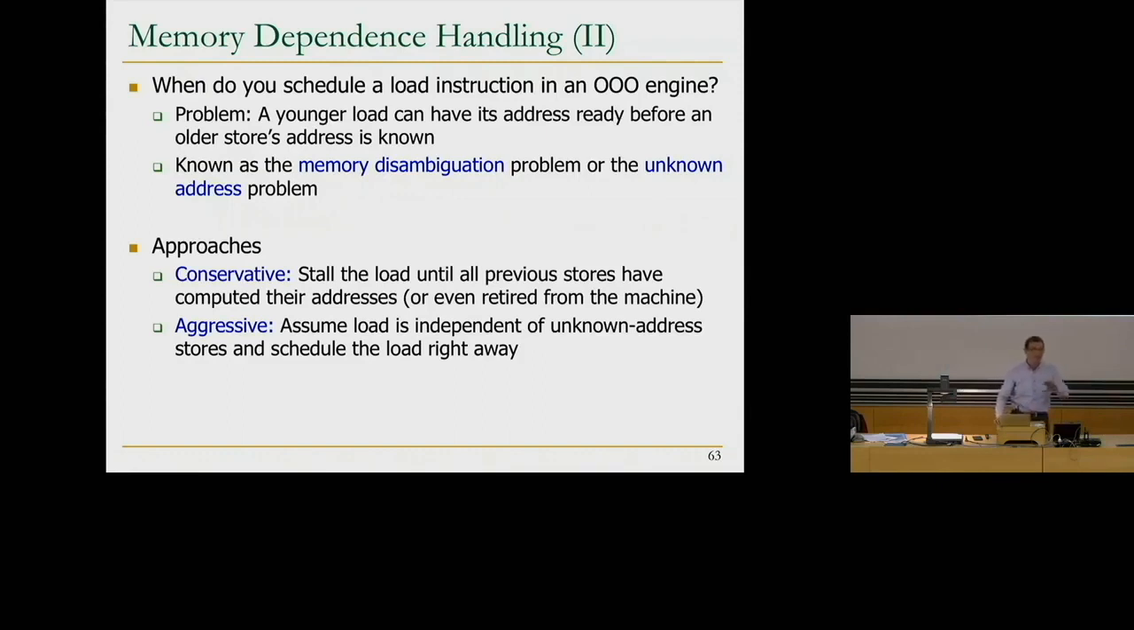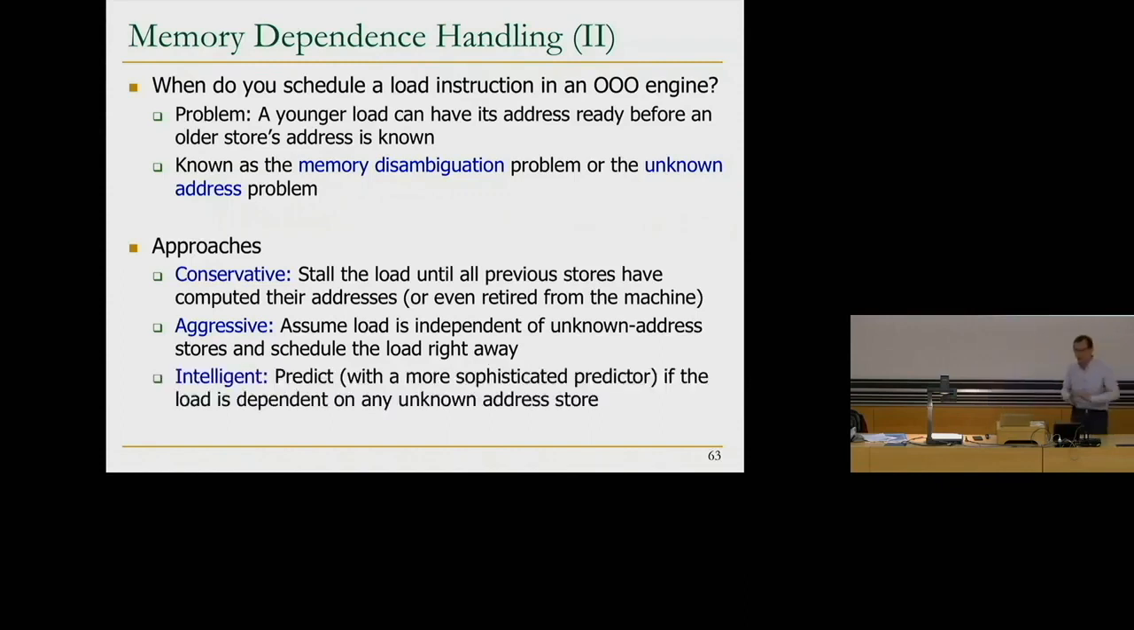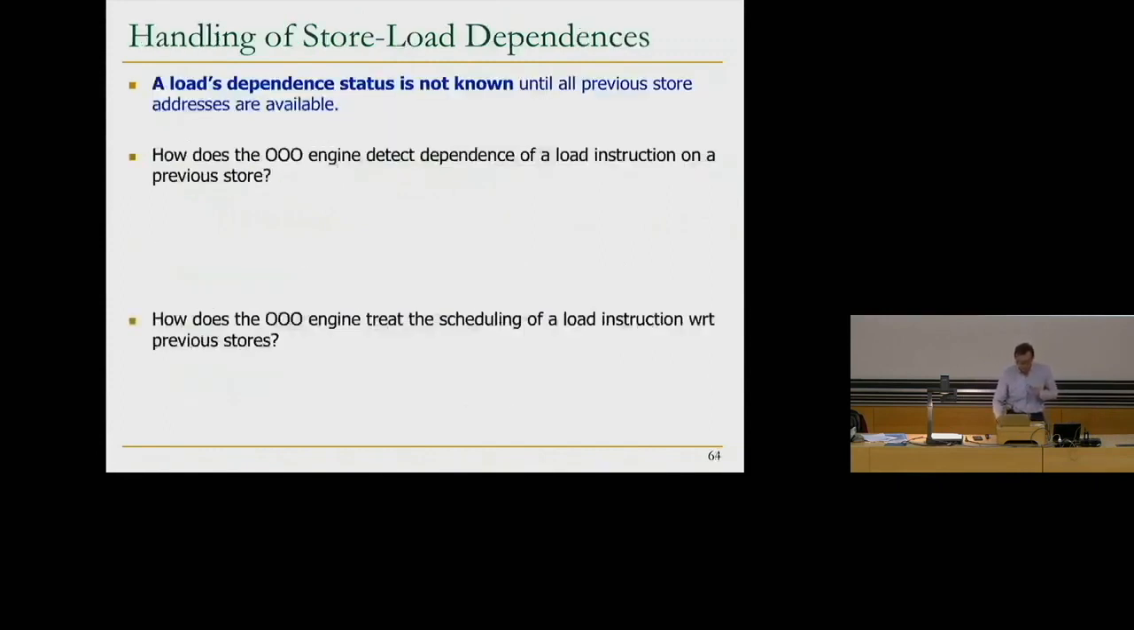So this also doesn't work extremely well, although it's usually better than the conservative approach. But it adds additional machinery to check, basically. If you're wrong, you should re-execute this load and get the correct value. So if you're wrong, you flush the pipeline, basically. Okay, there's also an intelligent approach, which pretty much all existing machines employ, which is essentially more intelligent, as I said. You predict with a more sophisticated predictor if the load is dependent on any unknown address store. Okay, so let's take a look at this a little bit more. As I said, a load's dependent status is not known until all previous store addresses are available.